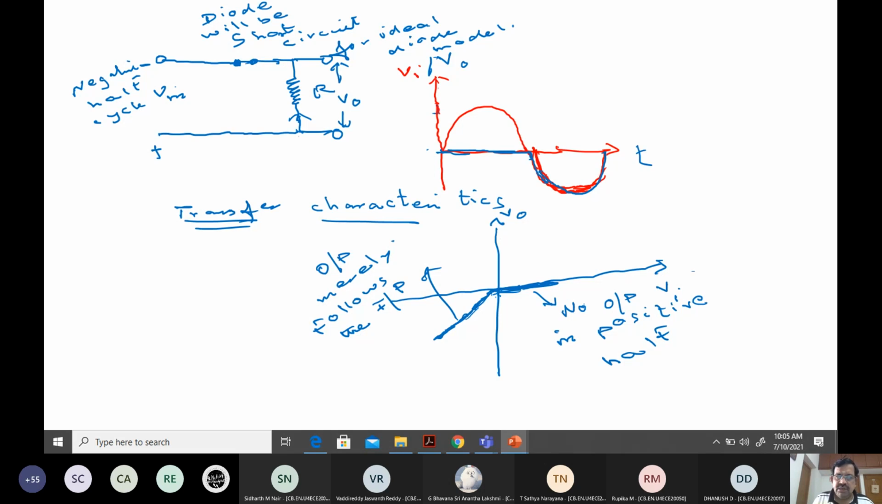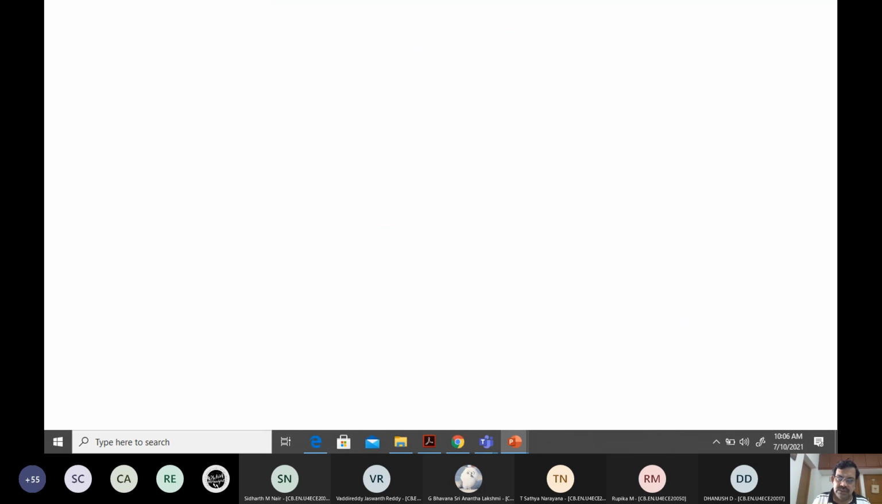Now let us take another example. So this with the ideal diode model, a positive series Clipper circuit. Series because the diode, the way the diode is connected, we are not taking the output across the diode, rather we are taking across the resistor. Okay.